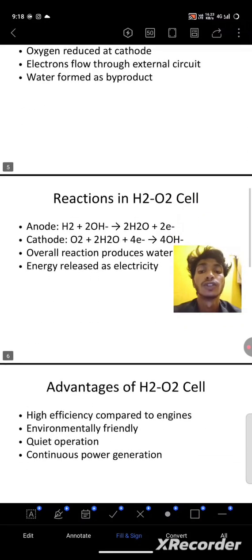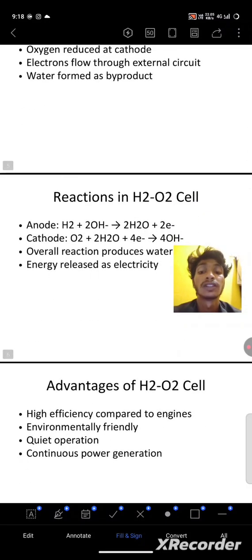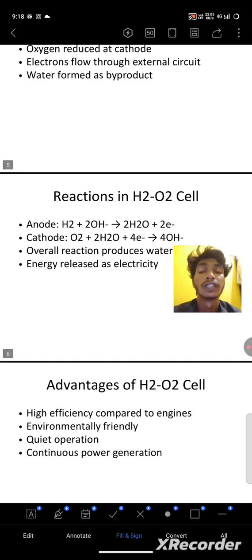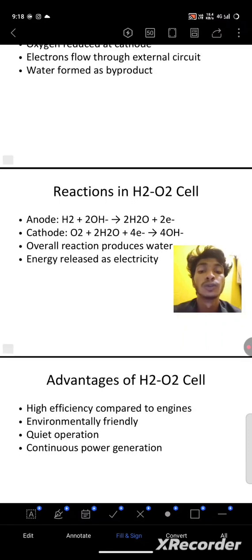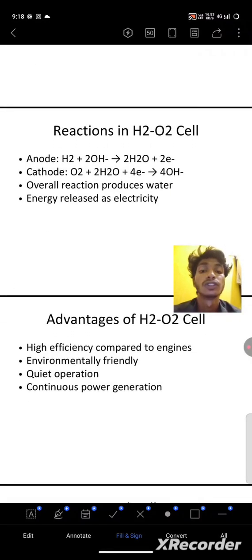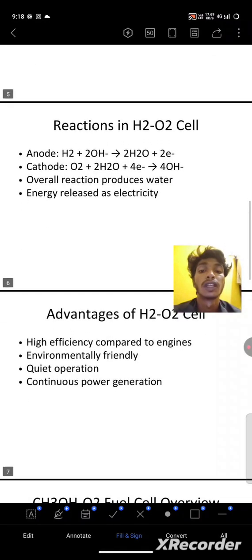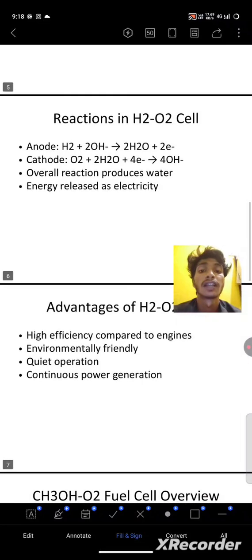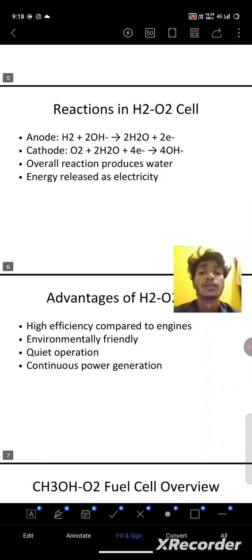Reactions in the H2-O2 cell. Anode: H2 plus 2OH minus gives 2H2O plus 2 electrons. Cathode: O2 plus 2H2O plus 4 electrons gives 4OH minus. The overall reaction produces water in the H2-O2 cell. Energy is released as electricity.